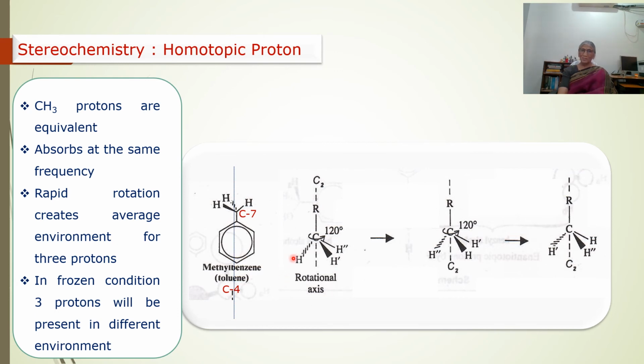One proton is present below the plane of the ring. Proton with 1' is present above the plane of the benzene ring, and the proton with double prime is present in the plane of the benzene ring. But these 3 protons cannot be distinguished because of the rapid rotation around the axis, and therefore all the 3 protons show the absorption at the same frequency.